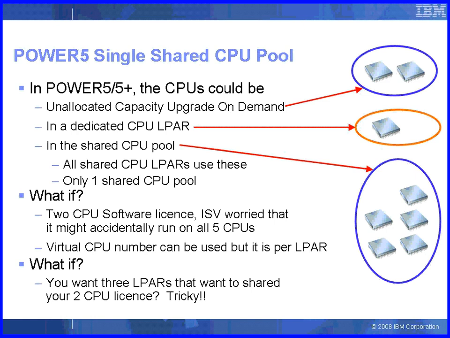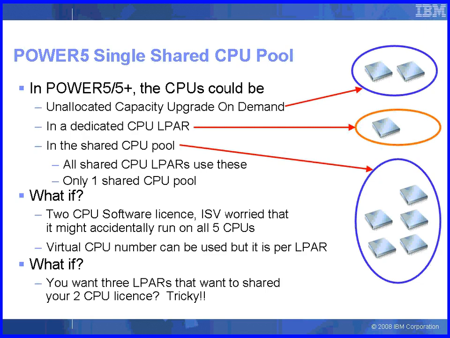Now let's look at two different cases. We have a 2 CPU software license for some software, and we want to use this on a shared CPU logical partition. The ISV is quite rightly worried that we might accidentally, or perhaps deliberately, run this software on all 5 of the CPUs in our shared pool. We can get around this by limiting a particular logical partition using the virtual number of CPUs. This just gives us an upper cap of how many CPUs we can actually use.